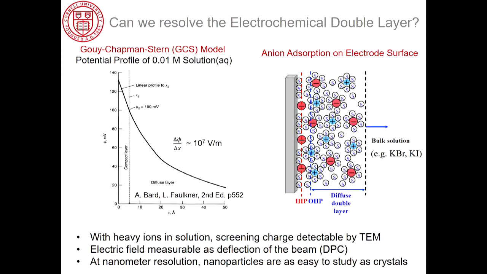The last one I wanted to touch on was people said, hey, can we see the electrochemical double layer? In fact, when you plug the numbers in, you should be able to see it in liquid cell TEM, if you choose the right ions in solution, because the density of ions would be detectable. The electric field gradients are actually measurable as deflections of the electron beam. It's called differential phase contrast. We do it in solids. We do it for magnetic fields. It should be doable in liquids.